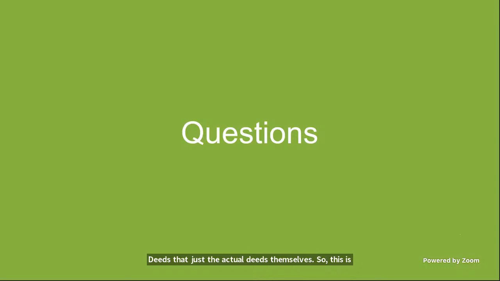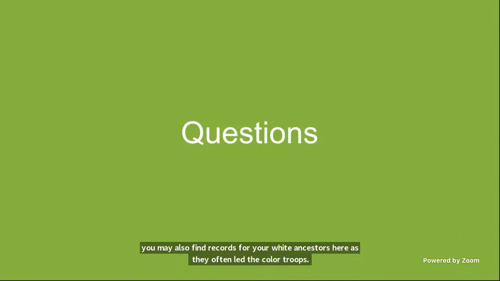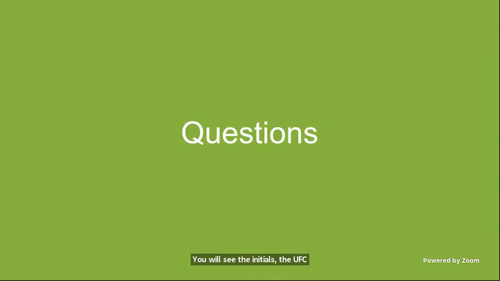This is just a comment from Sue. She says, please mention that you may also find records for your white ancestors here, as they often led the colored troops. You will see the initials USCT after their names in their Civil War records. They are all honored at the African American Civil War Memorial and Museum in Washington, D.C. And she also says you can receive a certificate stating that your ancestors served. If you can visit it, it's a very nice memorial. So there you go. Thank you, Sue. I appreciate that. That's wonderful information.